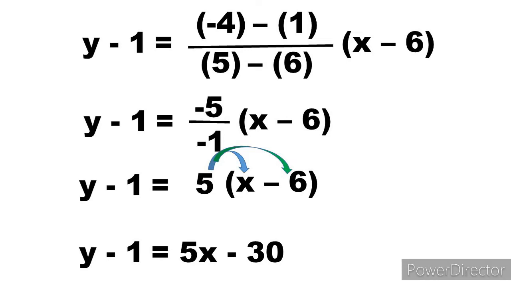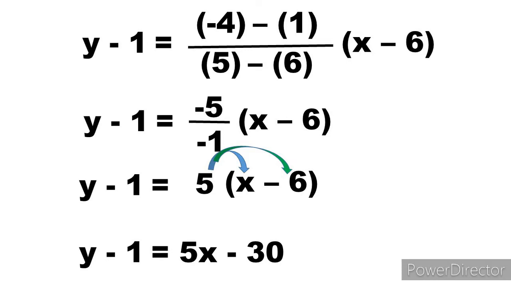The next, negative 5 divided by negative 1 is positive 5. So that's why we have y minus 1 equals 5 times the quantity of x minus 6. And then the next step is to distribute 5. Okay, so now we have 5 times x is 5x.